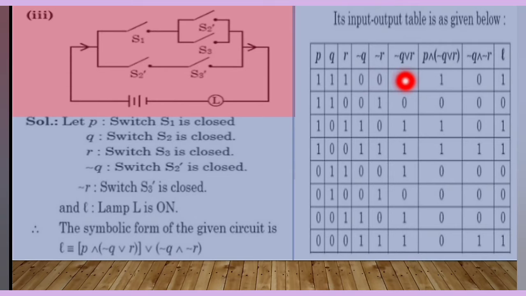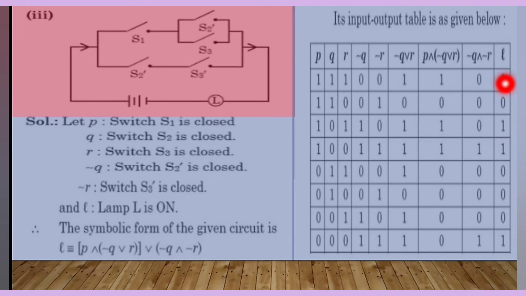And next is the statement. First statement is negation Q or R. Next is this first bracket, P and negation Q, and the second bracket is negation Q and negation R, and in the last column write the whole statement. The symbolic form of this whole statement, write L. L is the name of this statement, and its value we find here.